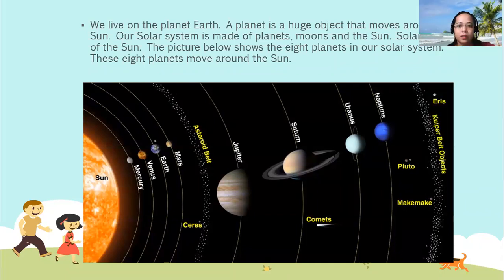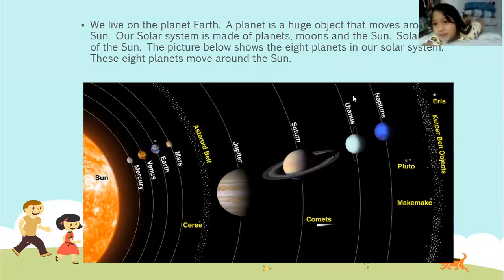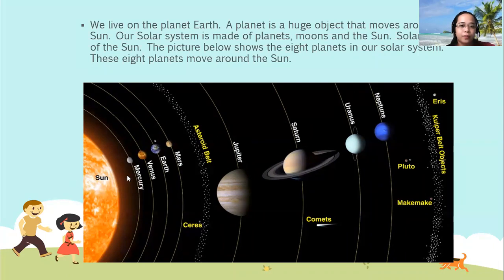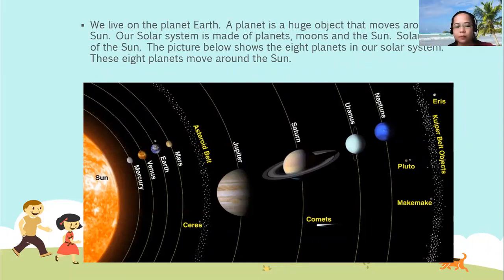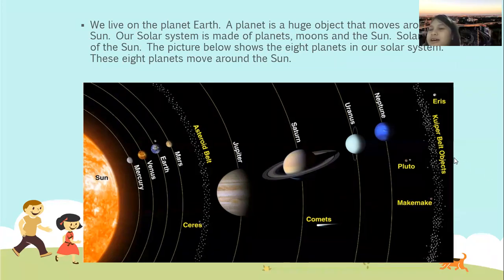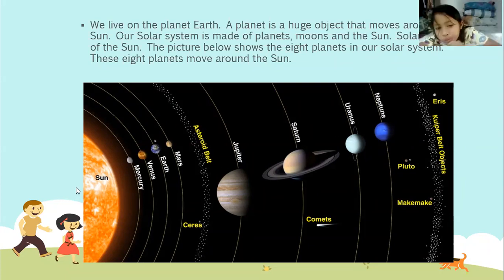Alright, so what you can see here is what we have. Jupiter is the biggest in our solar system. We only have 8 planets. How about Pluto? There's no more Pluto. Pluto is not considered a planet anymore.